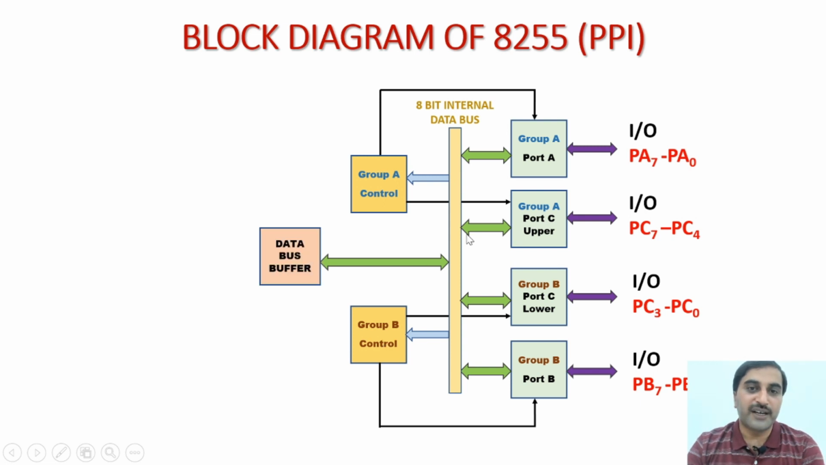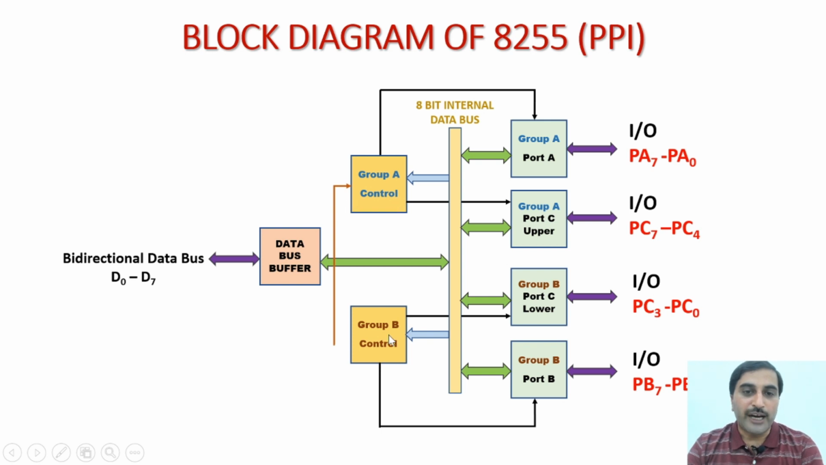This 8-bit internal data bus is directly connected to the data bus buffer, and this data bus buffer takes the data through this link from the 8255 and can transfer the information through 8-bit bidirectional data bus, that is D0 to D7, to the microprocessor.